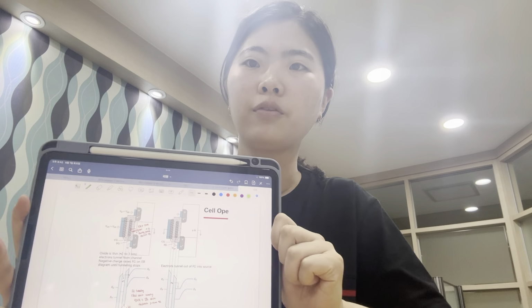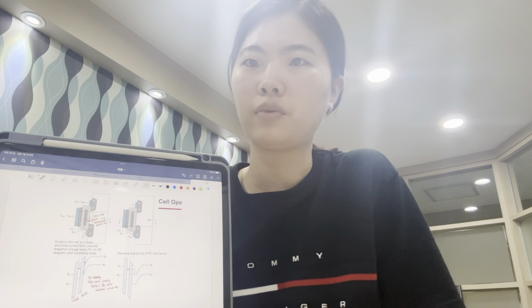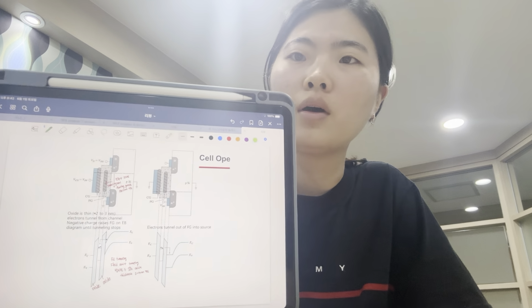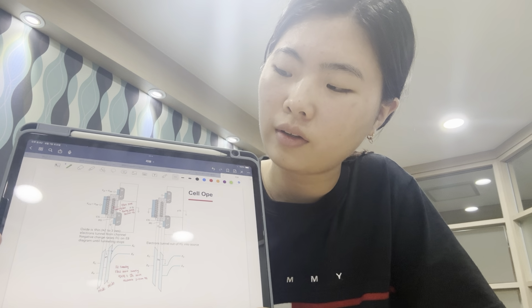Today I'm going to talk about flash memory, so let's start. First, let's talk about the basic schematic of the flash memory. You can see this picture.